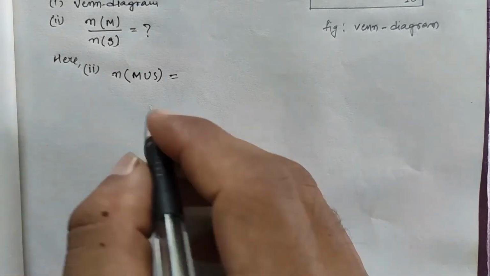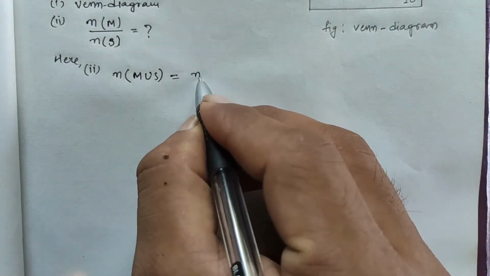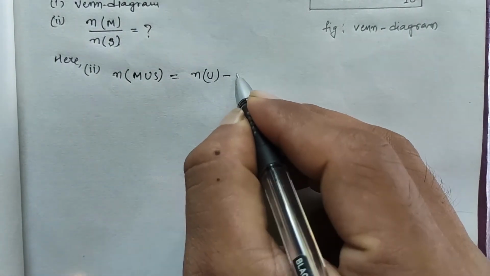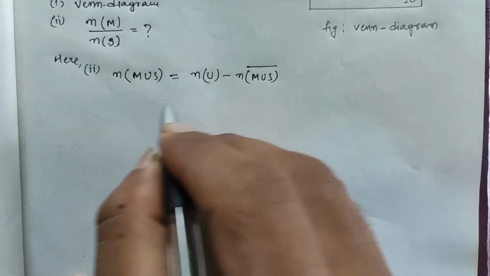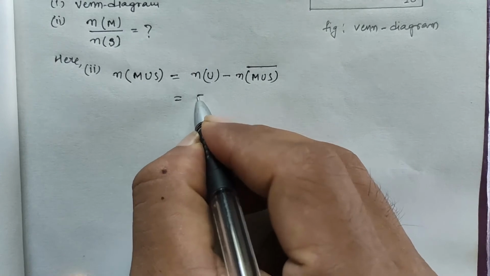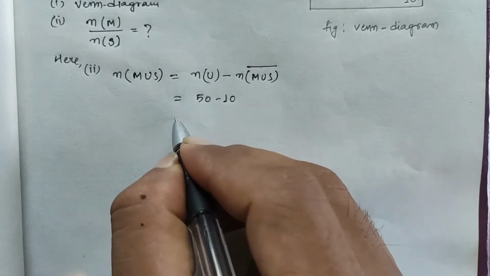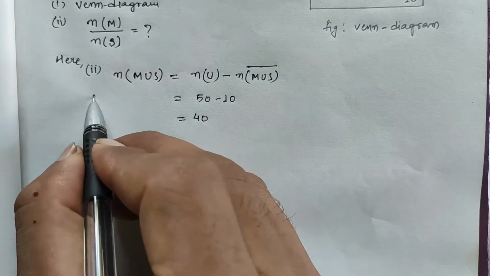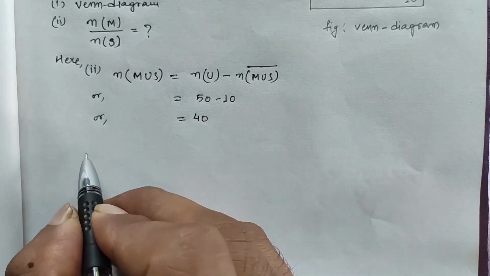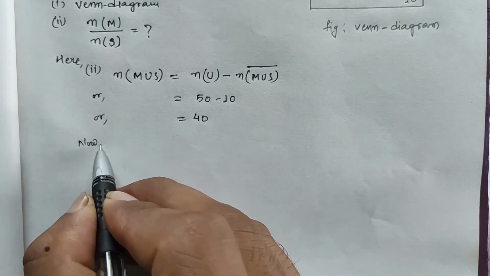So let's find the union first. So union is how much? Universal set minus complement. So it is 50, and 10 is given, so it is 40. Union is 40.